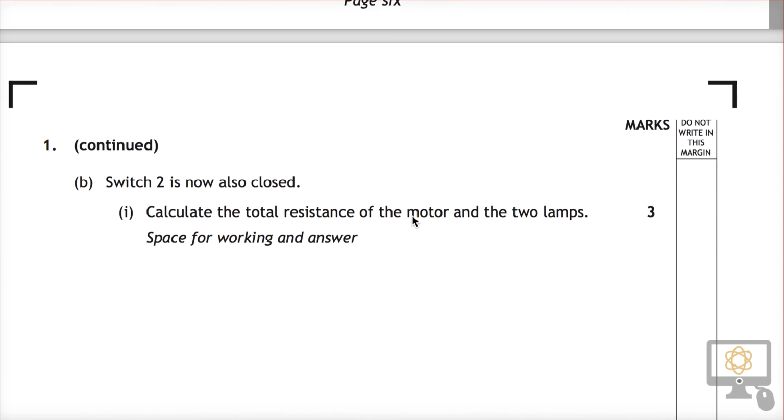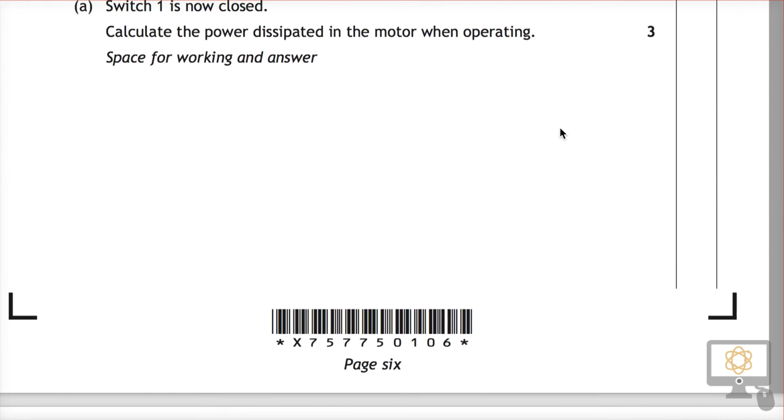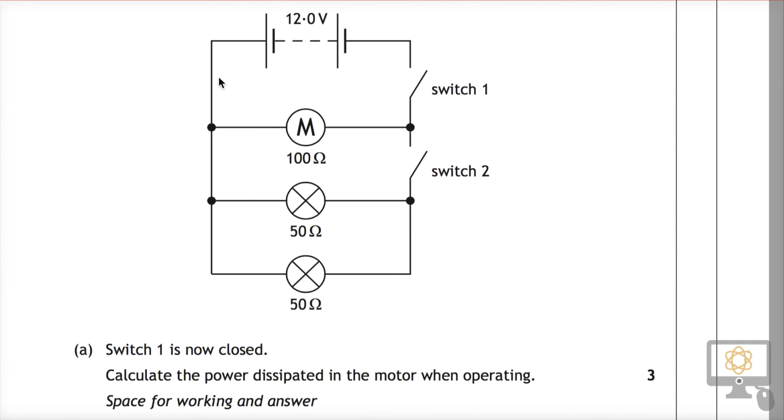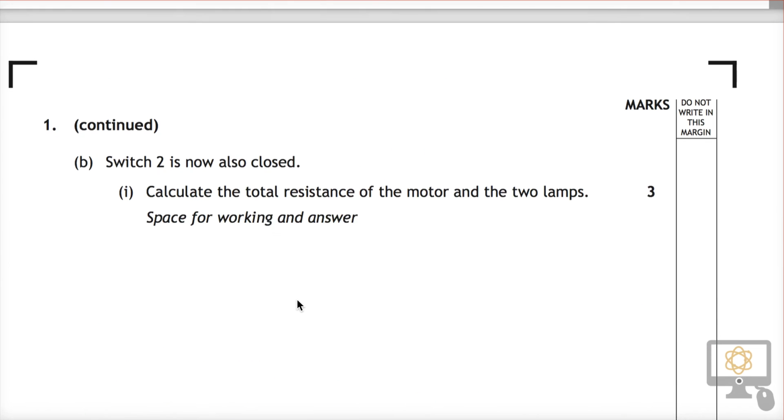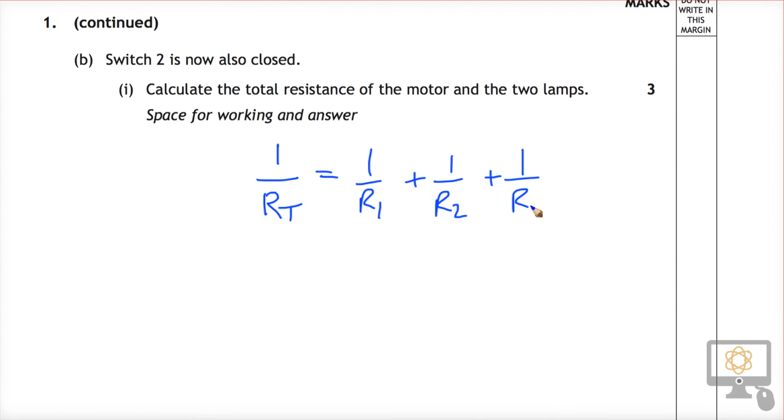Question 1b part 1 says calculate the total resistance of the motor and the two lamps. The thing to bear in mind here is that these resistors are all in parallel. There's a 100 ohm resistor, a 50 ohm resistor, and another 50 ohm resistor, all in parallel. So let's do the equation for resistors in parallel, which is 1 over RT is equal to 1 over R1 plus 1 over R2 plus 1 over R3.